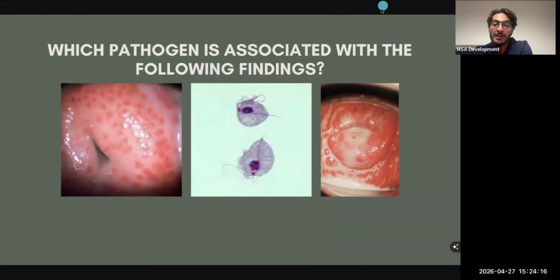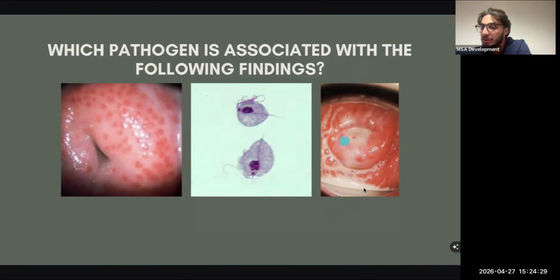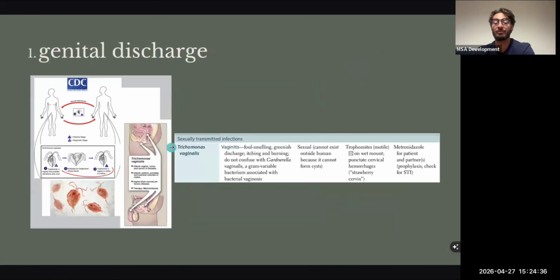Which pathogen is associated with the following findings? We see here something that looks like a strawberry cervix, which is a good way to describe it, these protozoa, and this greenish, frothy cervical discharge. So the answer is Trichomonas. So Trichomonas, what is it? It's a protozoa, obviously, and this is the life cycle of the protozoa.